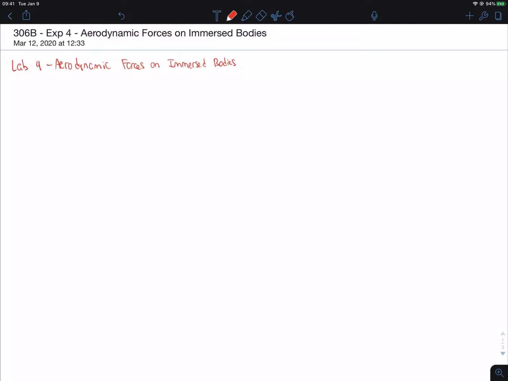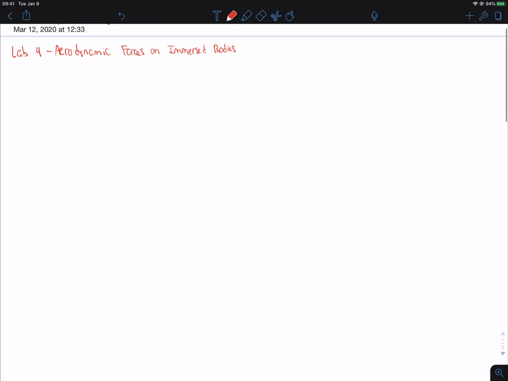So we have 3 more lectures to go. We have Lab 4, Lab 5, and then Lab 6. So today's Lab 4. And this is going to be for aerodynamic forces on immersed bodies. So for this lab, basically what we're going to do is we're going to use a low-speed wind tunnel. And we're going to put some objects in there and we're going to find the lift and drag on these objects.